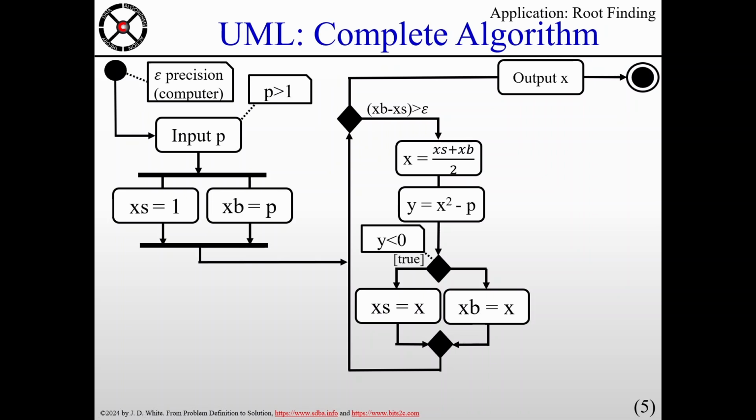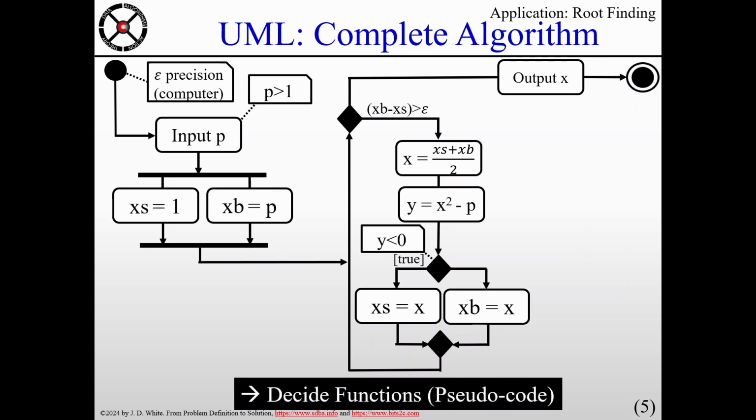Our next step is to decide the functions to use, our pseudocode. What functions are we going to modify? Which ones are we going to use? But I'm going to do it on this diagram rather than writing the code myself. Because this is a short function, I don't have to write the pseudocode.